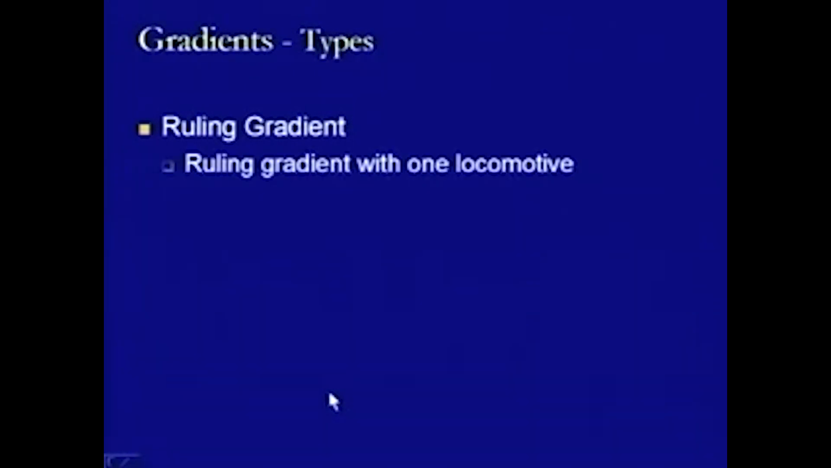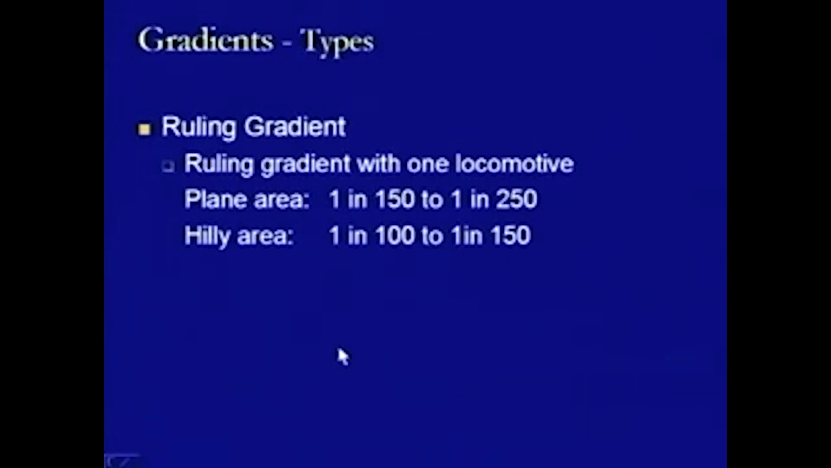Then the ruling gradient with one locomotive in the plane area is generally restricted to within a range of 1 in 150 to 1 in 250, whereas in the case of the hilly area it is 1 in 100 to 1 in 150.